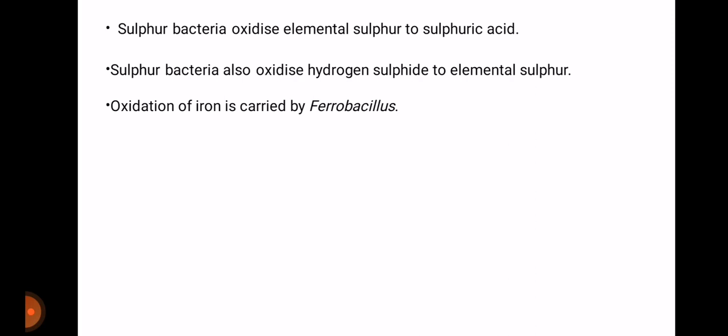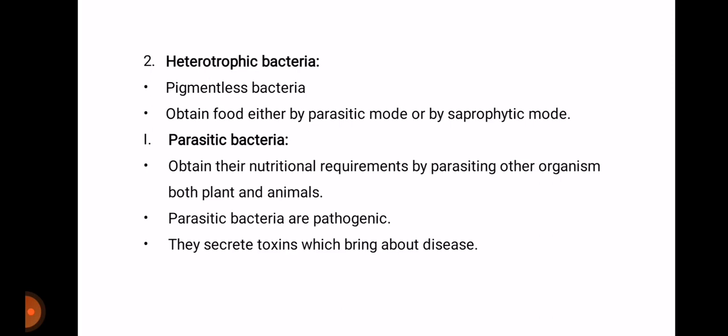This is about the autotrophic bacteria. And the next one is heterotrophic bacteria. These heterotrophic bacteria are pigmentless bacteria that obtain food either by a parasitic mechanism or by a saprophytic mechanism. Let us see the parasitic bacteria first. These parasitic bacteria obtain their nutritional requirement by parasitizing other organisms, both plants and animals. So, these parasitic bacteria are pathogenic.